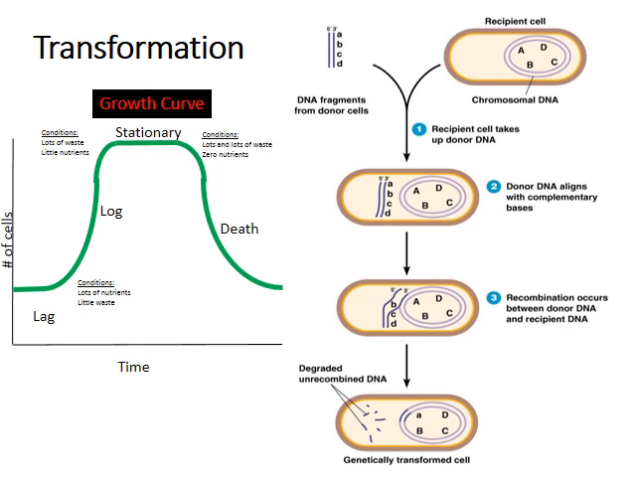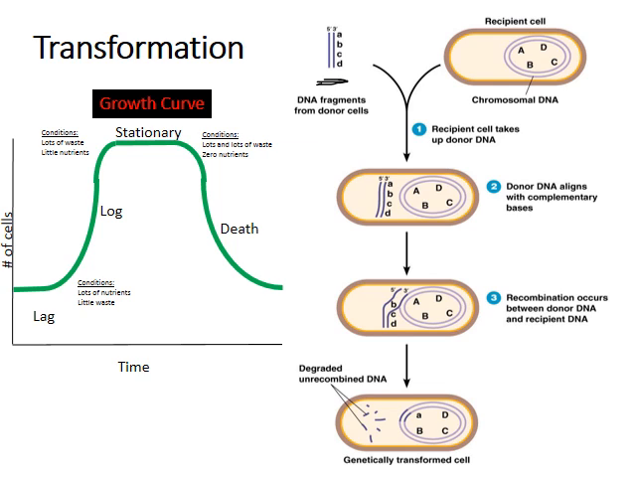All right, so our second way that we can transfer information horizontally is through a process called transformation. Transformation is the uptake of naked DNA. When I say naked DNA, what I mean is a cell has lysed, broken open, and its DNA is just floating around in the solution. Here's that DNA molecule just floating around, and it has certain alleles.